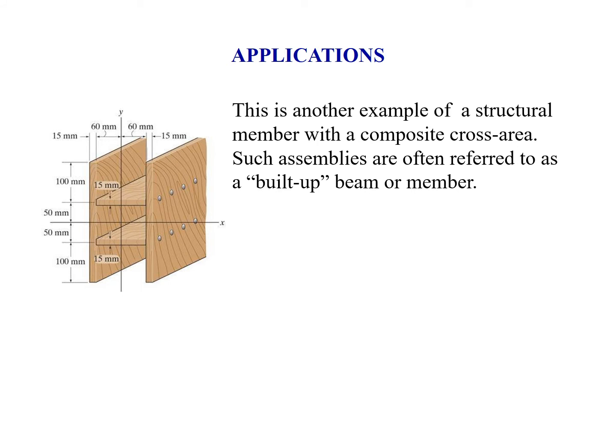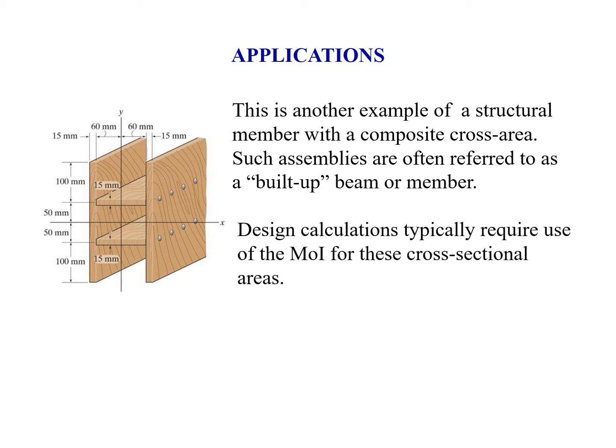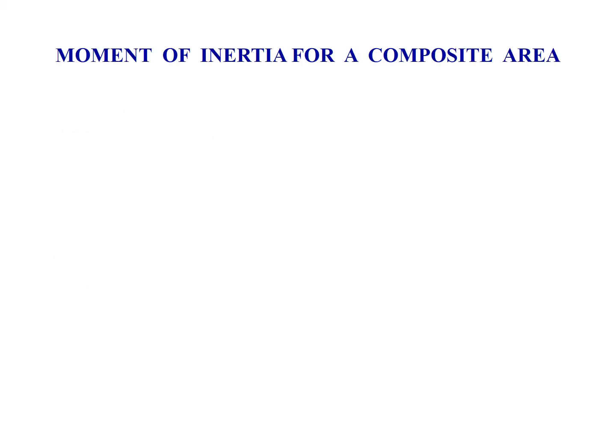Let's look at some applications. This is another example of a structural member with a composite cross-sectional area. Such assemblies are often referred to as a built-up beam or member made up of other components. These are made of wood strips that are fixed together. Design calculations typically require use of moment of inertia for these cross-sectional areas. In fact, we very commonly pick their shapes based on their moment of inertia.